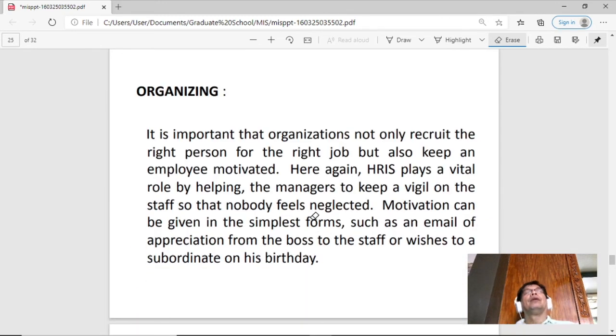Organizing. It is important that organizations not only recruit the right person for the right job, but also keep an employee motivated. Here again, HRIS plays a vital role by helping the managers to keep a vigil on the staff so that nobody feels neglected. Motivation can be given in the simplest forms, such as an email of appreciation from the boss to the staff, or wishes to a subordinate on his birthday.